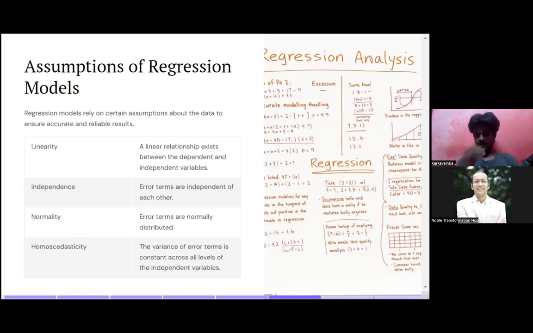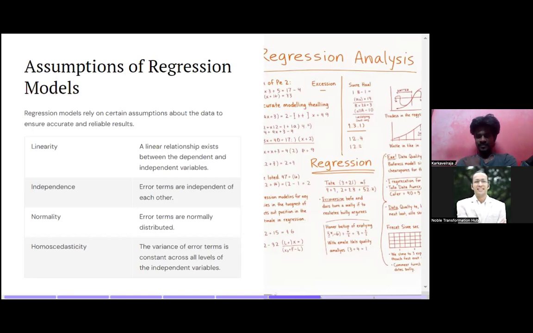Yes. So, assumptions. We have four assumptions for regression models. Regression models rely on certain assumptions about the data to ensure accurate and reliable results. So accuracy and reliability are two factors. One is linearity. Linearity means a linear relationship exists between dependent and independent variables.